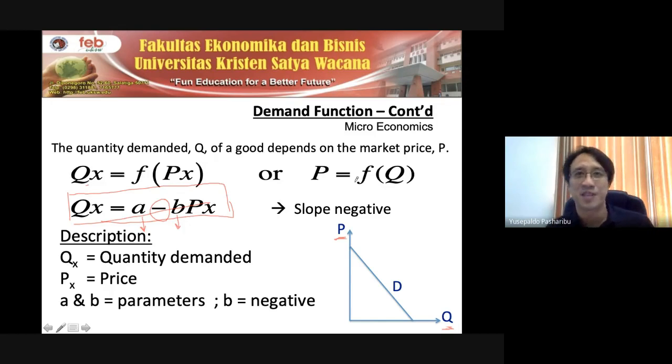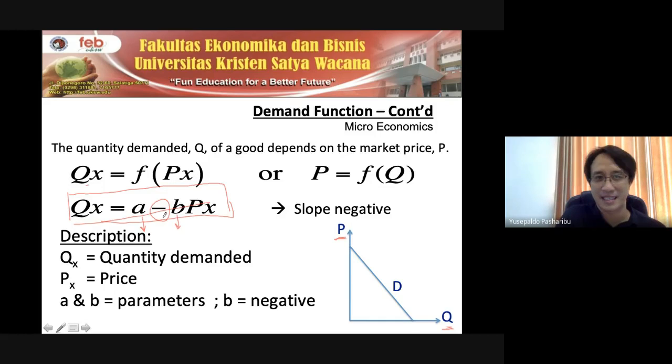The easiest way to recognize Q function P is that Q is on the left side of the equals sign, and P is on the right side. P is the independent variable, like this one: Qx equals function P. That means Qx equals A minus B Px.